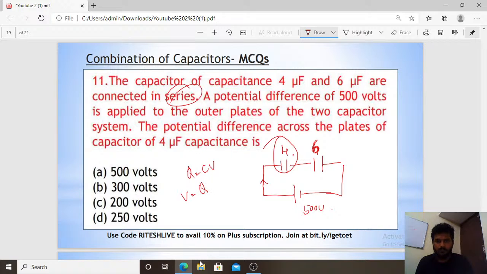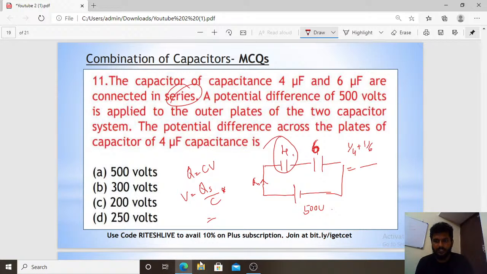Q. Q net will be the same here also. Q divided by C. C is how much? That is 4. So how much is Q? You will get it when they are in series. Series means 1 by 4 plus 1 by 6. Common denominator.